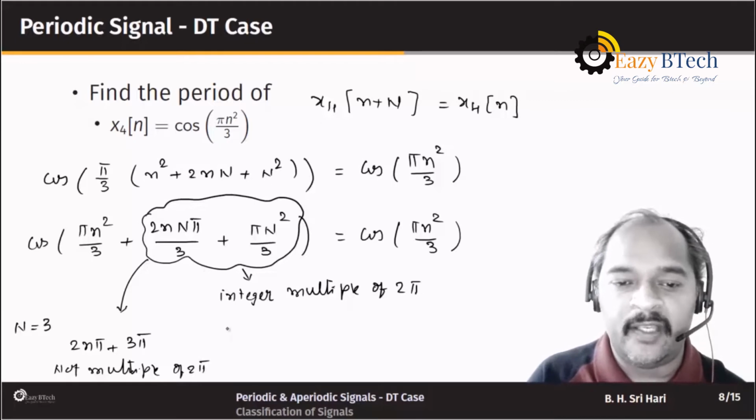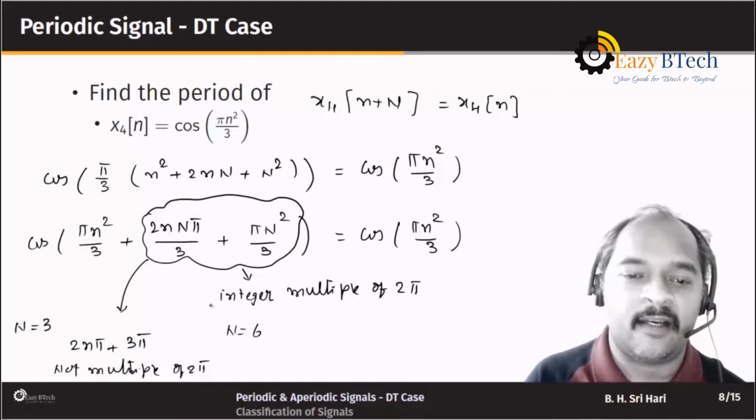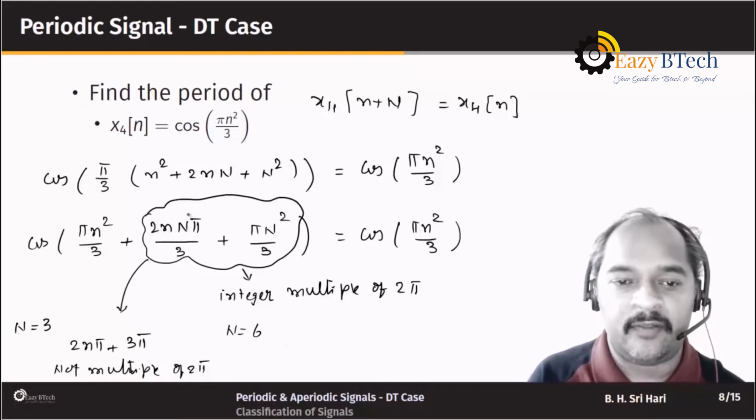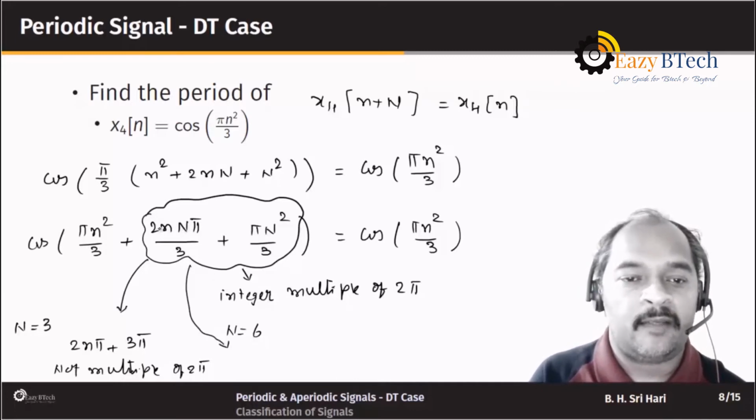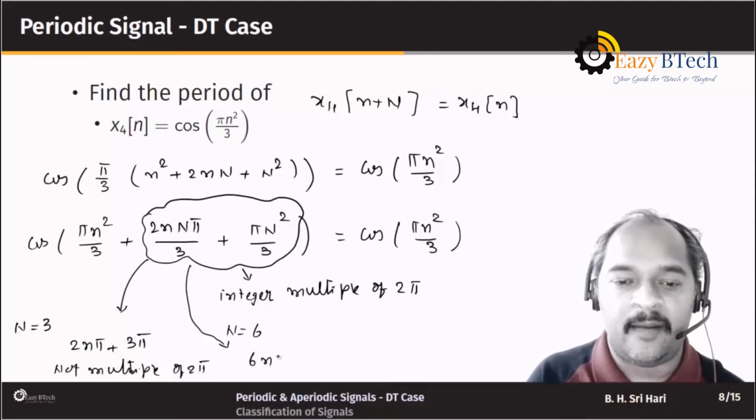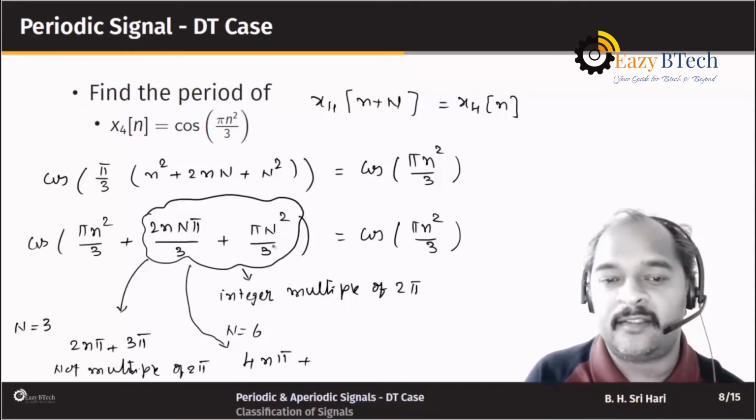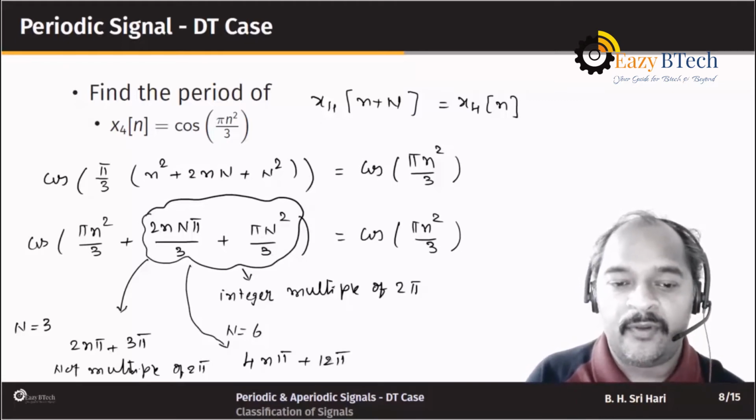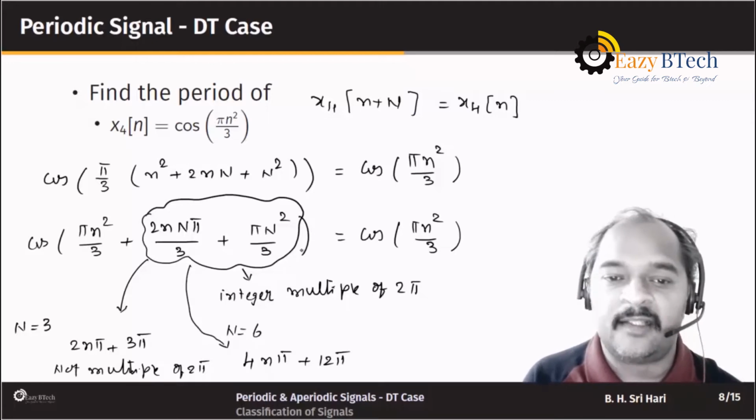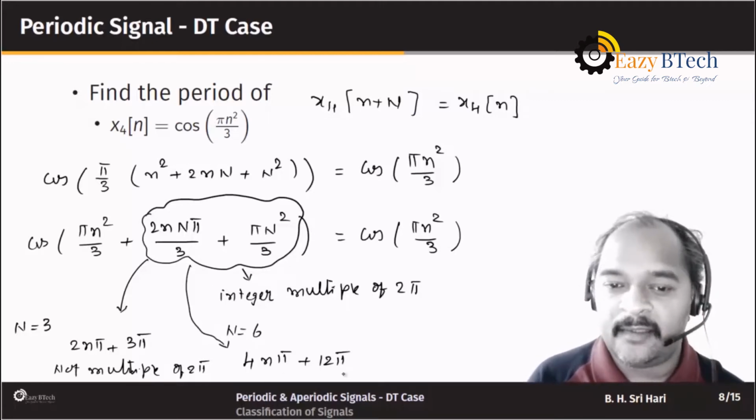Now what do we do? We replace N with 6. Let us check what happens if you replace N with 6. So that term would be 3 times 2, that is 6n pi, correct? We replaced capital N with 6, so the 2 will get cancelled and you will get 4n pi, plus here 36 by 3, which is 12, so 12 times pi is 12 pi. So the encircled term is 4n pi plus 12 pi.